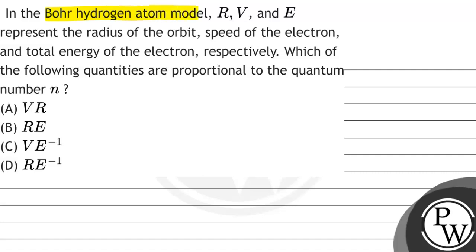In the Bohr hydrogen atom model, R, V and E represent the radius of orbit, speed of electron and total energy of the electron respectively. Which of the following quantities are proportional to the quantum number n?